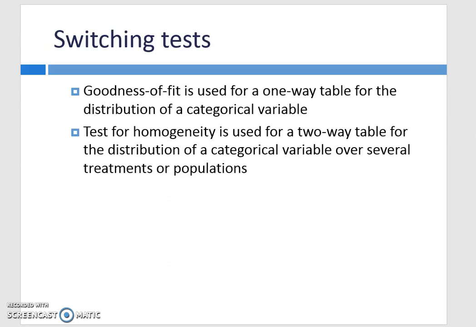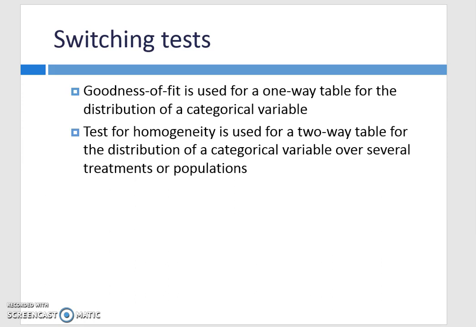We are talking about the nitty-gritty of the two other types of chi-square testing that we can do. So we've already completely covered goodness of fit. Now goodness of fit is used for a one-way table for the distribution of a categorical variable. Today we're going to be talking about testing for homogeneity and also for association/independence. We will interchange those words.